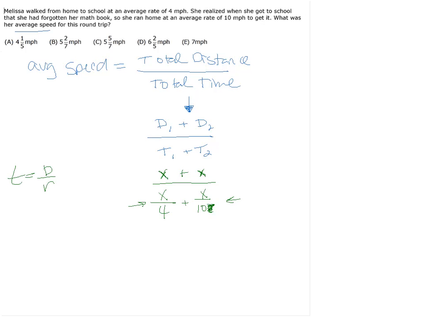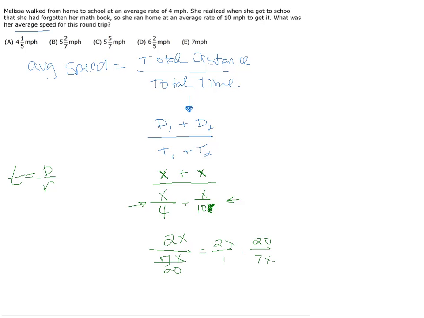Okay, good. Okay, so then in the numerator, what we have is 2x, and then down below, we're going to have to add these two fractions together. So we're going to have to make sure, obviously, we get a common denominator. And if we do that, we're going to get 7x over 20. Now, to divide by a fraction, all we have to do is flip and multiply. So this is 2x over 1 times 20 over 7x.